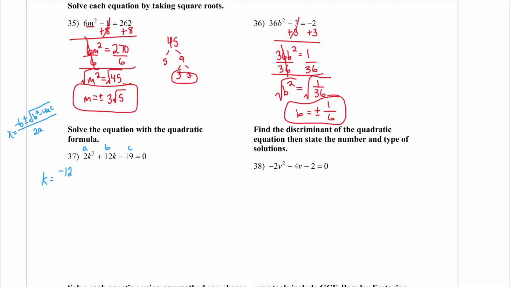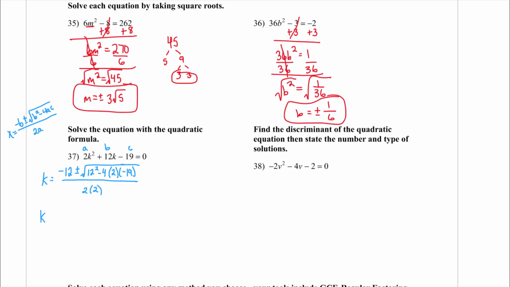Negative, and b is a positive 12, so that turns into -12. If you have b is negative already and you do -b, then that would switch it to positive. Then we do plus or minus the square root of b squared, so 12 squared, minus 4 times a times c, all over 2 times a, so 2 times 2.